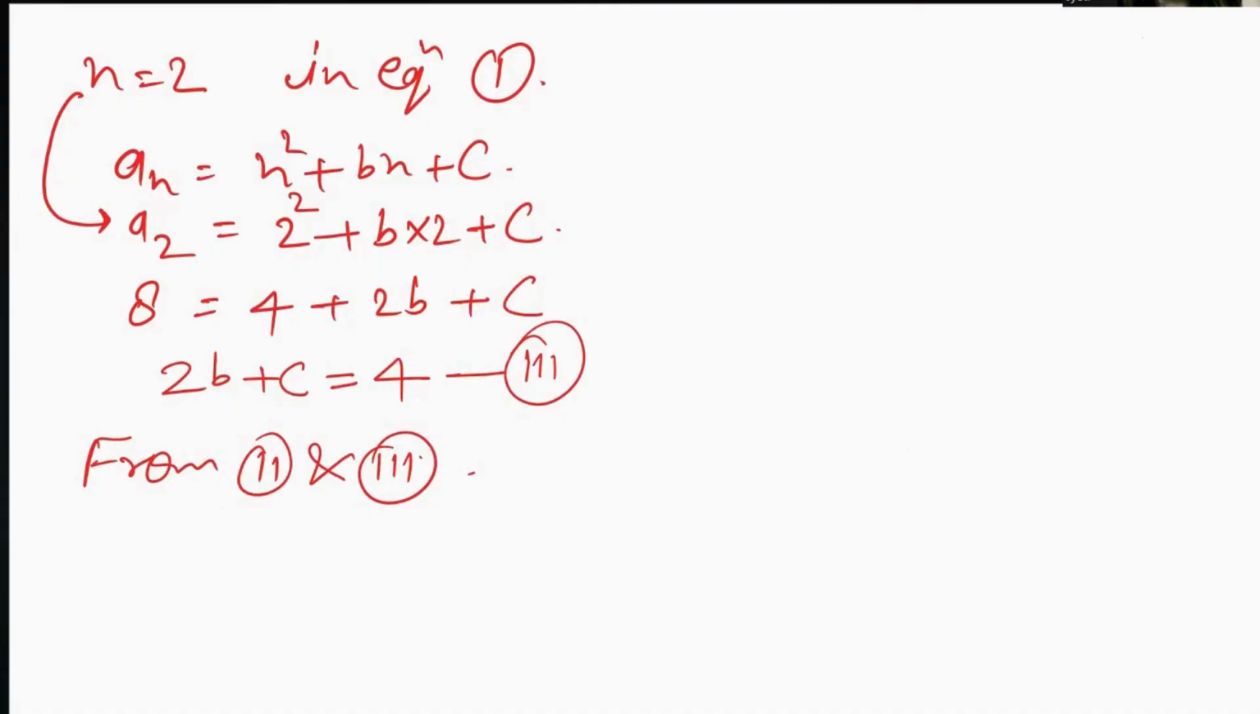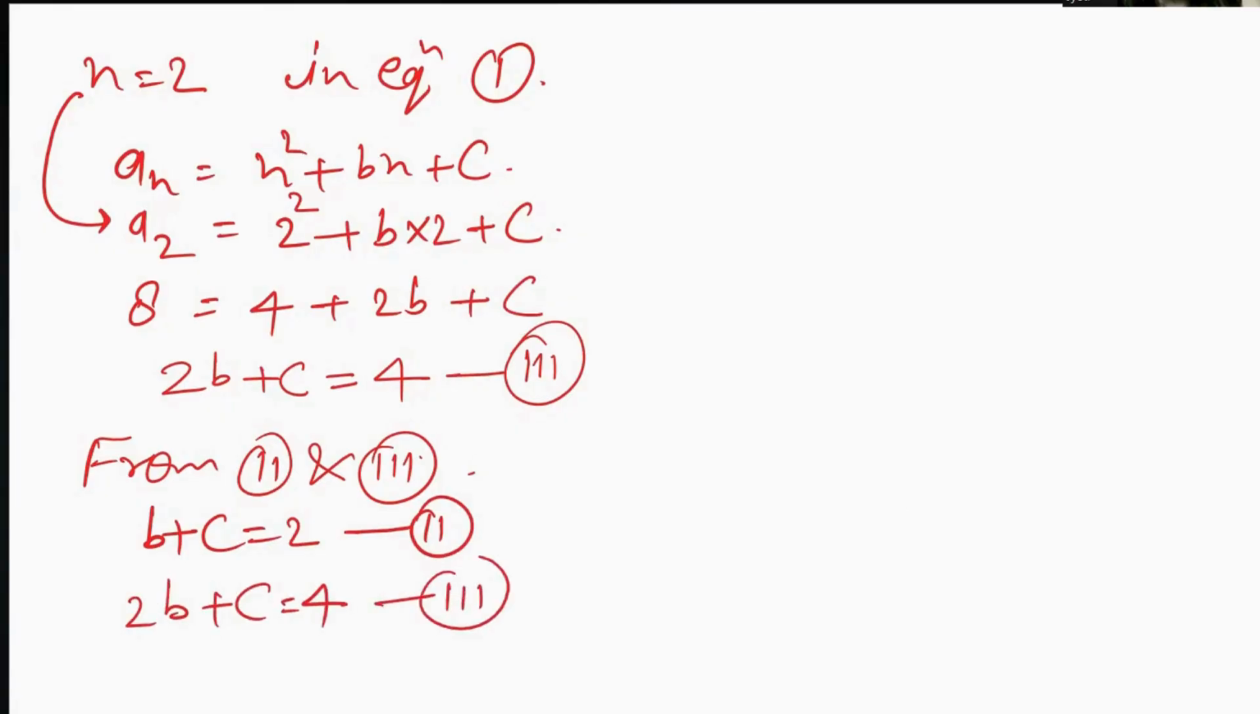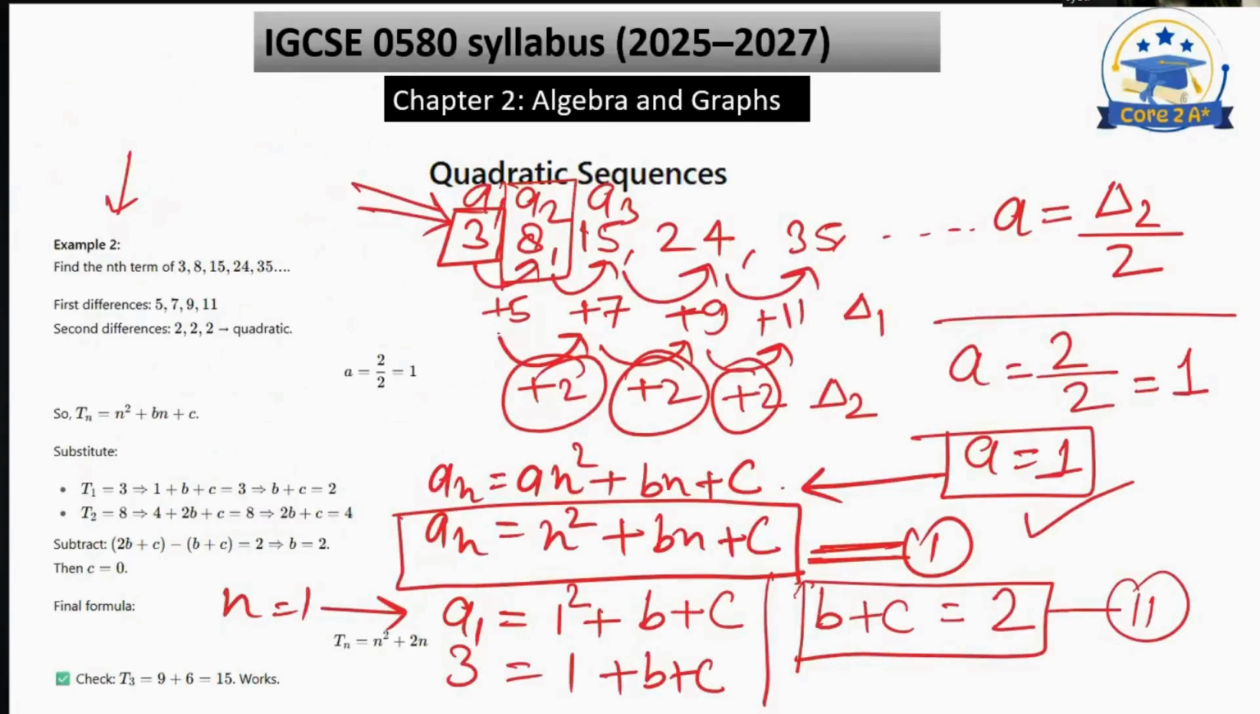Solve that type of equation. Equation number 2 is B plus C equals 2. This is your equation number 2. And 2B plus C equals 4. This is your equation number 3, right?